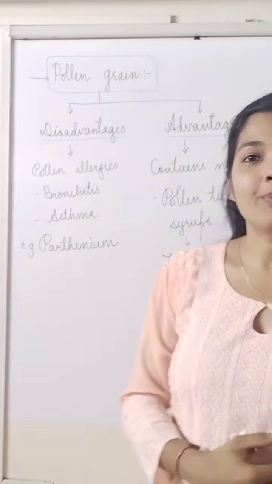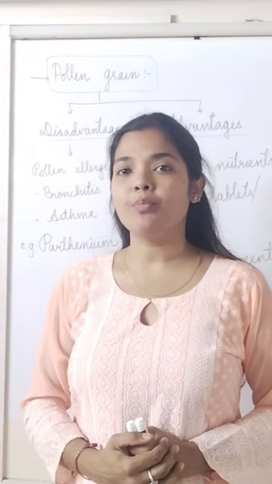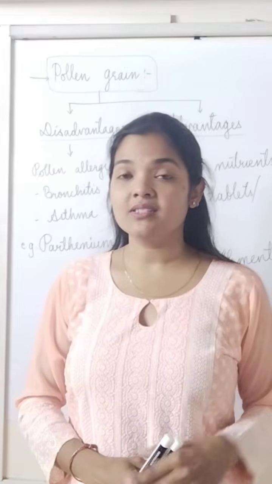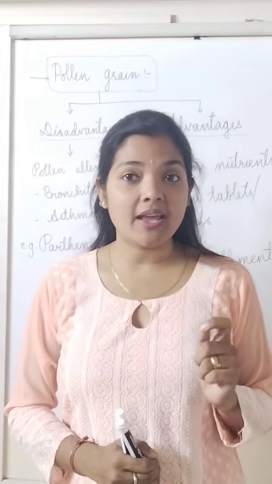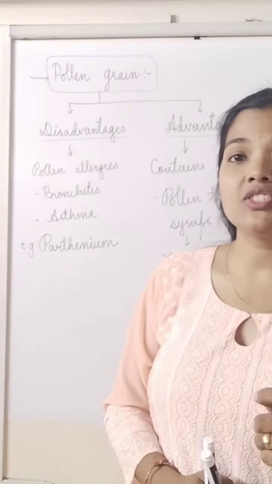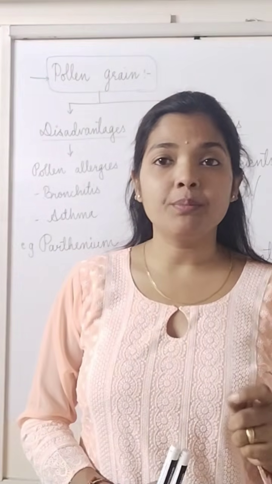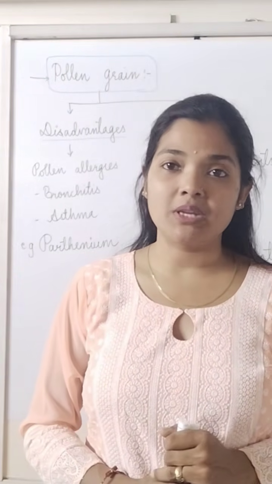Hello everyone. So in our previous class, we learned about the structure of pollen grain. It has two layers, the outer exine, the inner intine, and the region where exine is missing is called germ pore. It is the point from where the pollen tube emerges during germination.